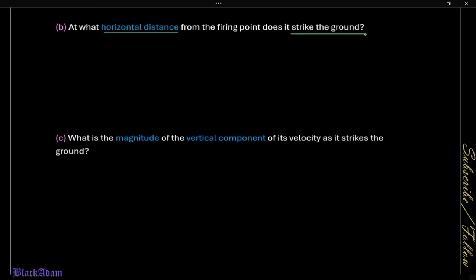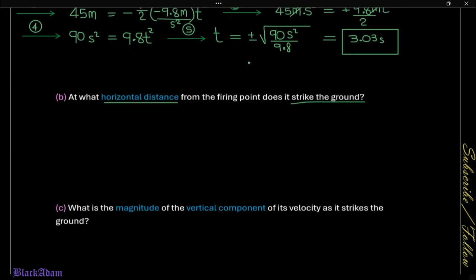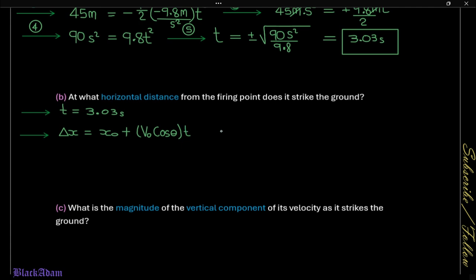Next, the horizontal distance from the firing point that strikes the ground. Remember we have 2 parts in the equation, so t there is 3.03, and it moves both horizontally and vertically at the same time since it is two-dimensional motion. So the change in x is going to be initial x plus initial velocity multiplied by cos theta, since the horizontal component is constant and uses cos.